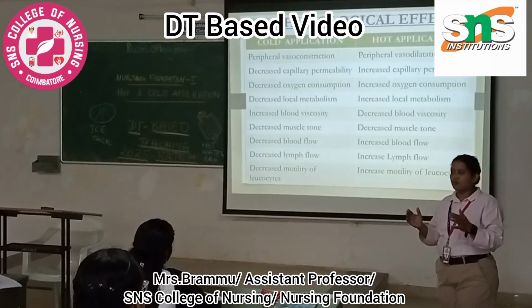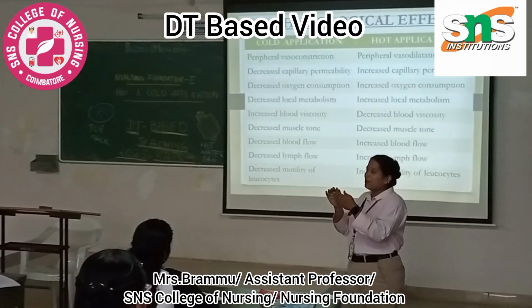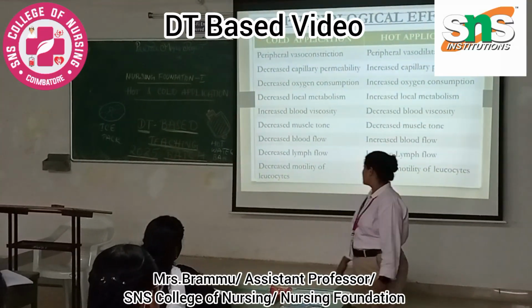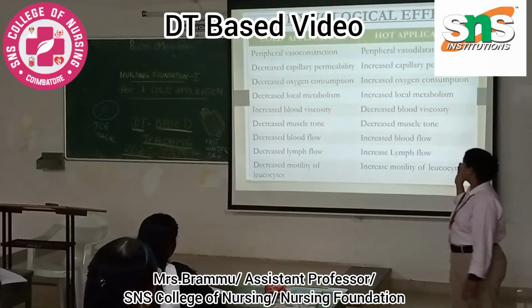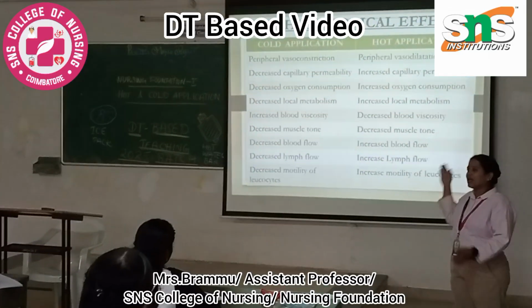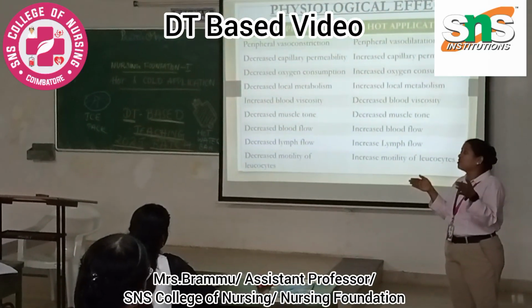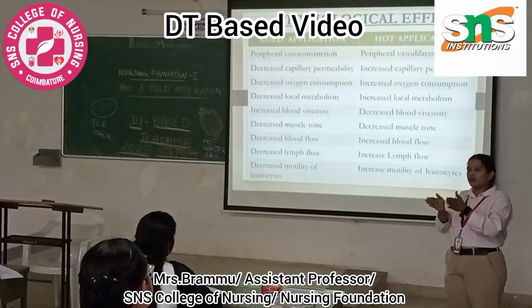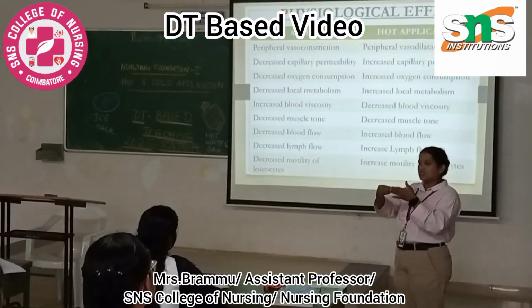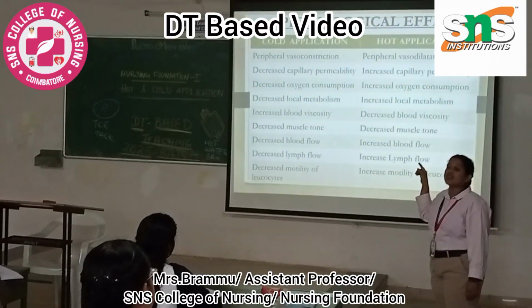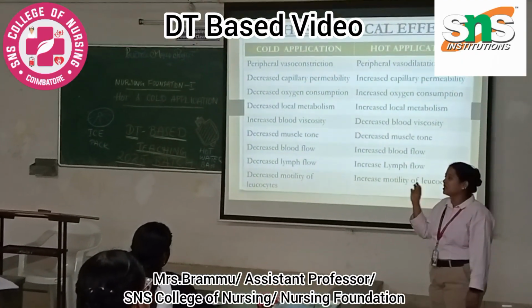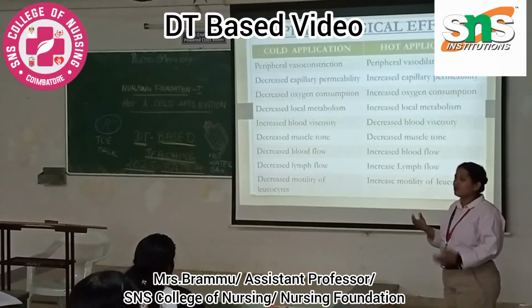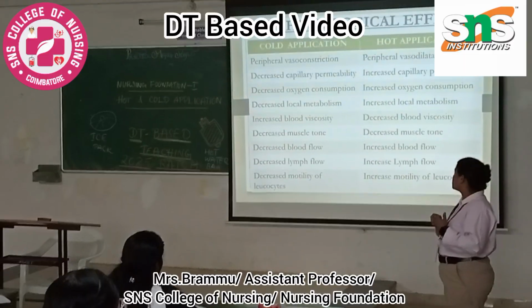So vasoconstriction means the blood vessels are narrowed. Peripheral means on the distal side, that is your hands and lower extremities. Whereas in hot application, there is peripheral vasodilatation. Dilatation means blood vessels are opening wide enough. In vasoconstriction, blood vessels are narrowed, so blood won't be perfused to the distal extremity. So you can see there is decreased capillary permeability. Capillaries are minute blood vessels. These minute blood vessels are now getting decreased. So when you touch the patient's skin, they will have chilled extremities.